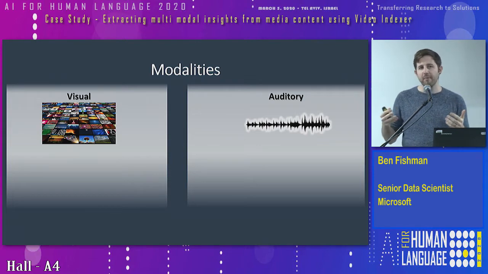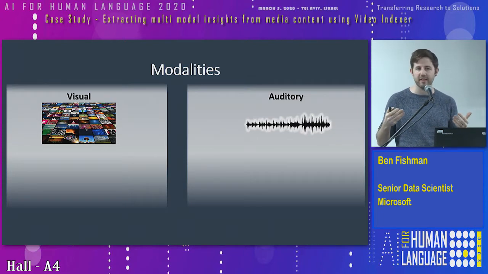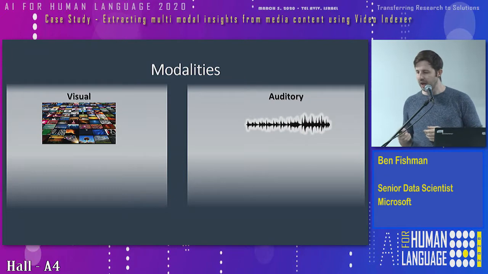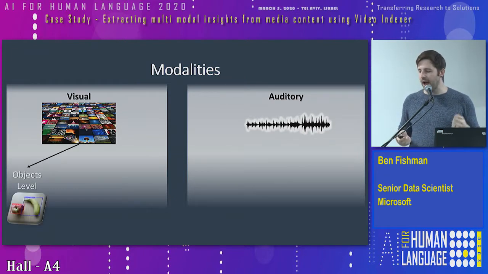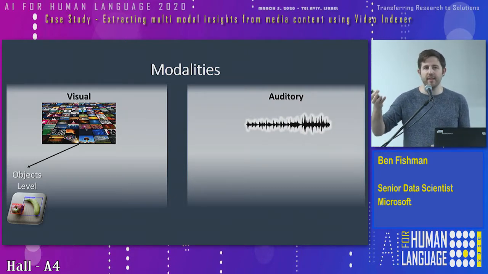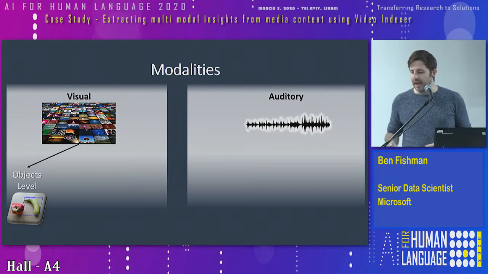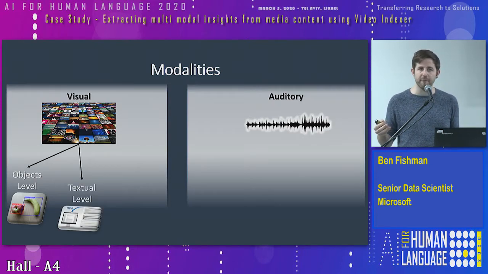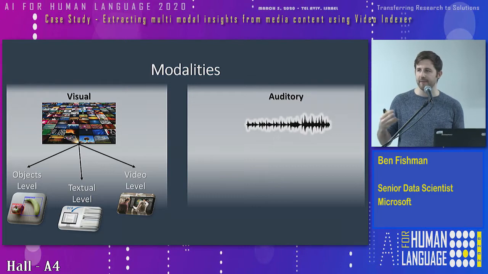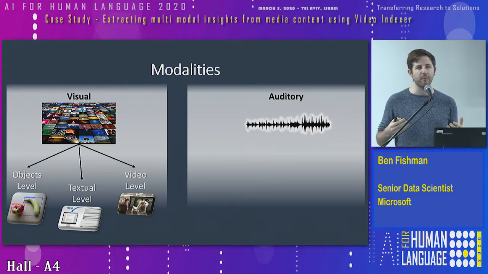And in each type of this signal, we have several topics, or several tasks, that we can do in video indexer. On the visual one, we have all the object level understanding, which is the object detection, for example. Then we have all the textual level information, for example, to detect and understand the characters, the letters, the words. And we have all the video level information, which is all the information we can understand when looking at the whole image or over a sequence of a few images.